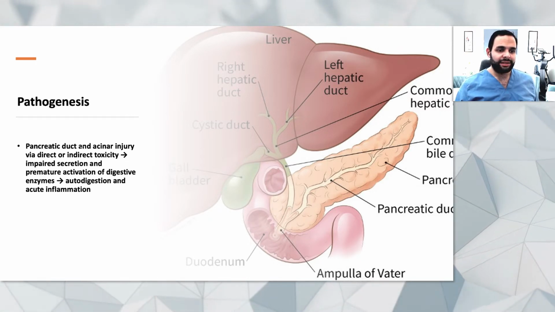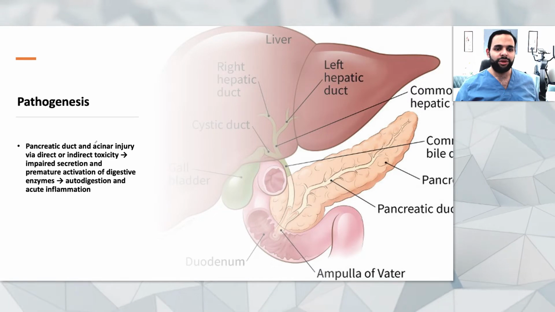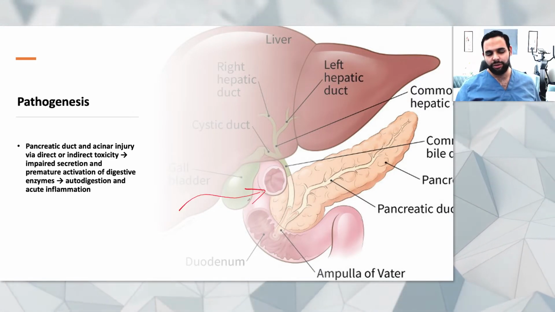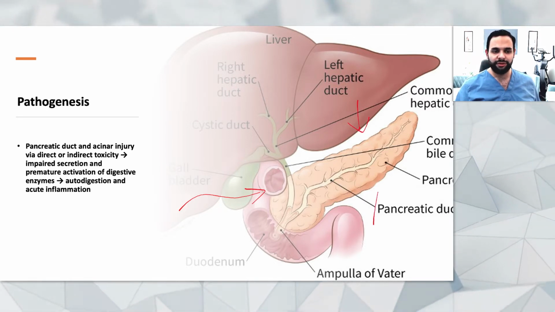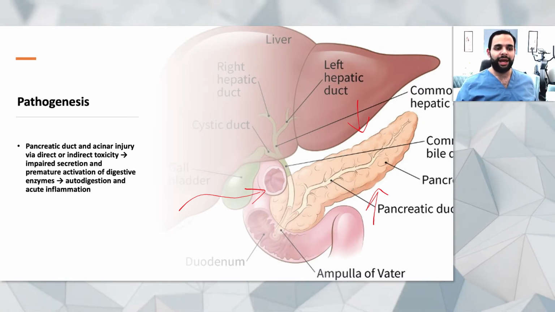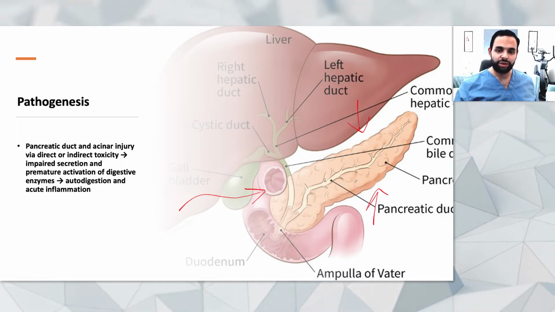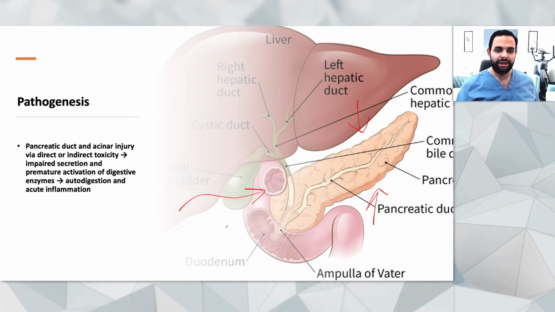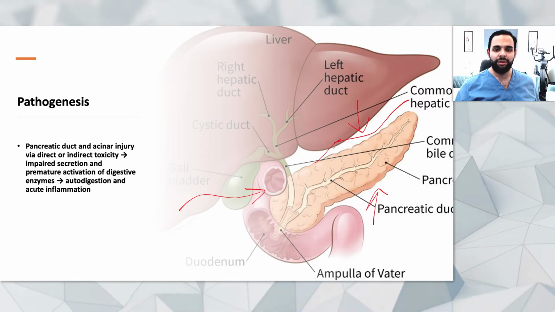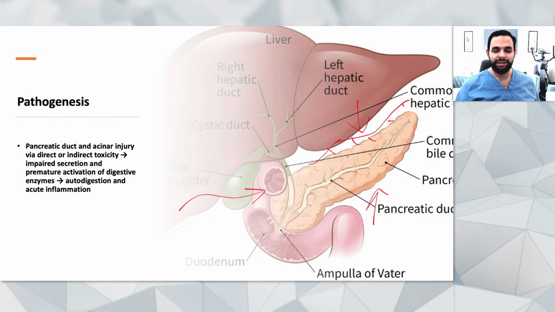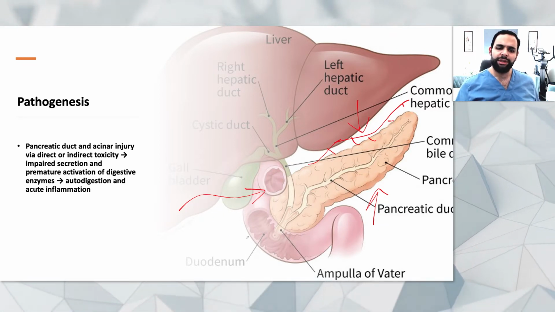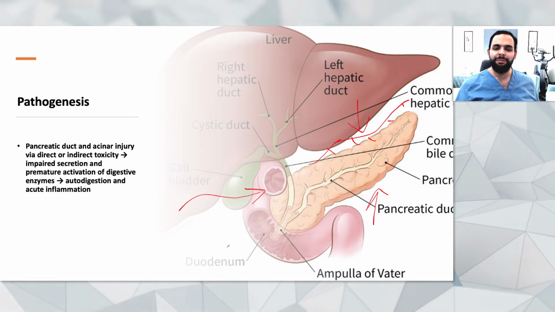The pancreatic duct and acinar injury occurs via direct or indirect toxicity. Toxicity is, of course, a possibility due to use of medications, abuse of drugs, recreational drug use, and, of course, surgical and external trauma are also possibilities that lead to pancreatitis. Furthermore, ischemia for any cause through the blood supply to the pancreas can also lead to pancreatitis. So those are some of the different causes. Other possibilities would be some inflammatory processes.